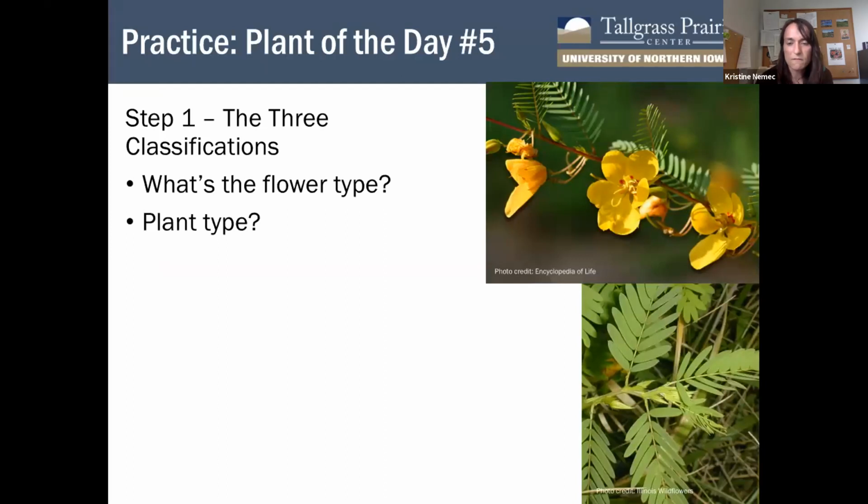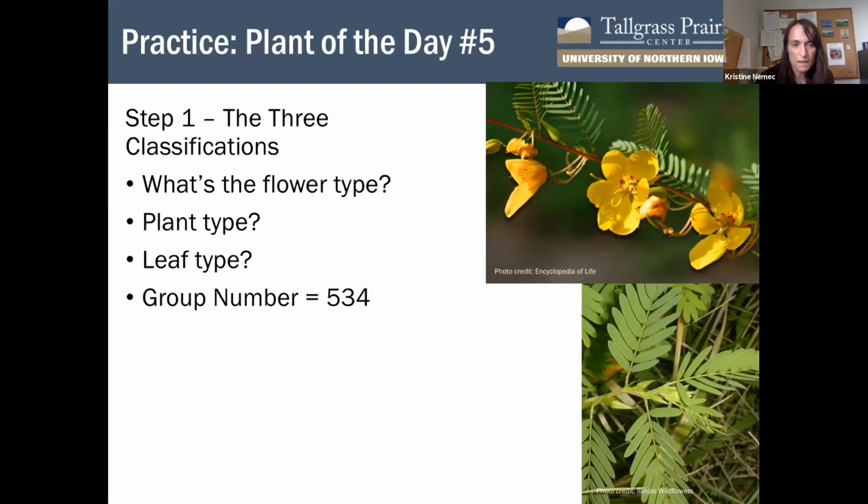And it's a wildflower. Looking at the leaves, it looks like they're alternate. As far as the leaf type, pretty much looks like they're divided. They clearly have leaflets. So the group number is going to be 5, 3, 4.